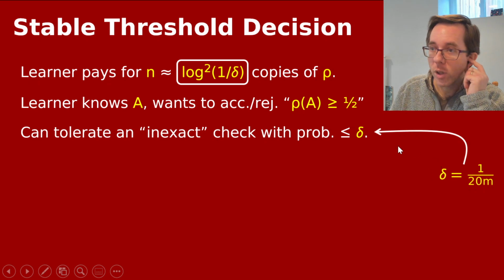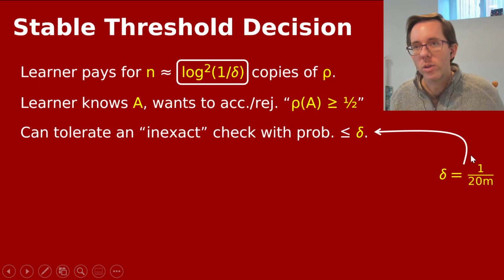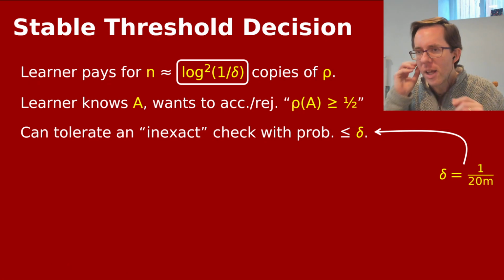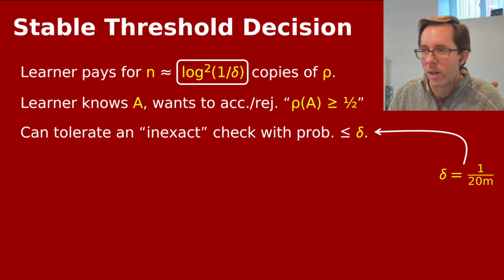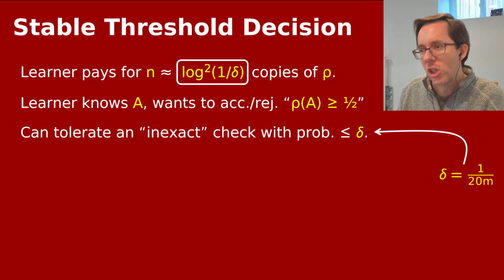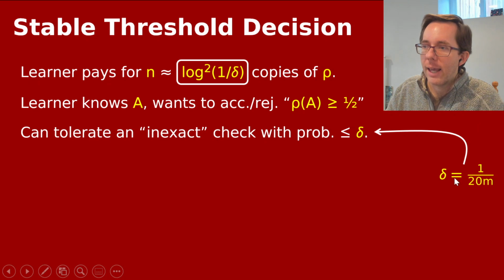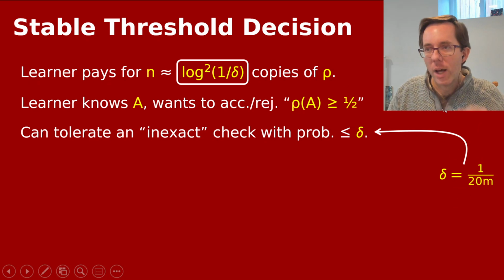And we're going to set delta to be like 1 over 20m, where m is the total number of observables we have to handle. And then we can do this union bound thing where there are only m observables. We make delta this small. The probability we ever get any kind of grossly inexact check is very small, and so we don't have to worry about that. And that's how we go from this log squared 1 over delta to log squared m sample complexity, or copy complexity.